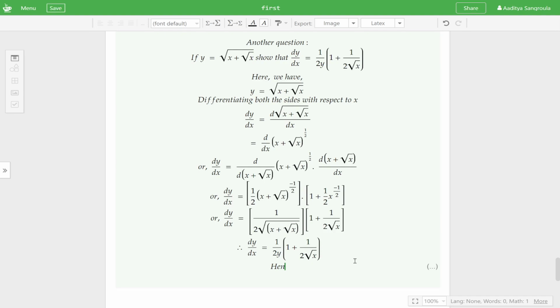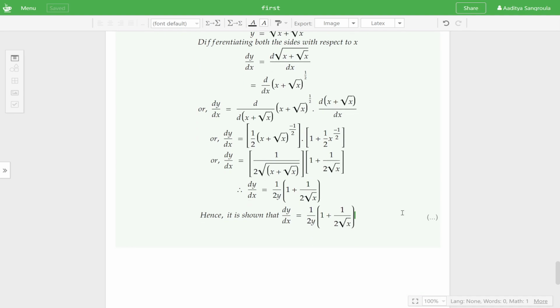Hence, it is shown that dy over dx is equal to 1/2 of 1 plus 1 over 2 root x.